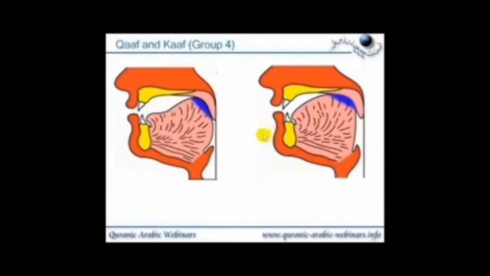Group 4 then is when we do move into where the tongue is being involved. So what we've got here is two letters pronounced where the back of the tongue is touching the soft palate, which is the top part of the very back of your mouth. Now there are two letters which are operating slightly differently. So we have Qaf and Kaf.